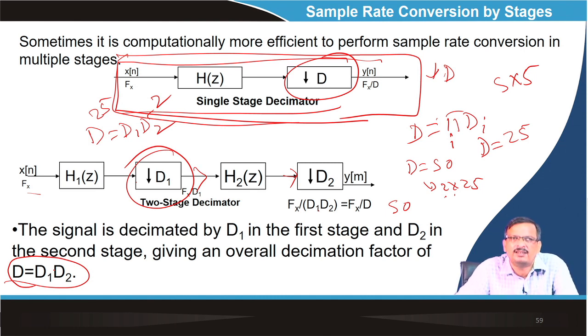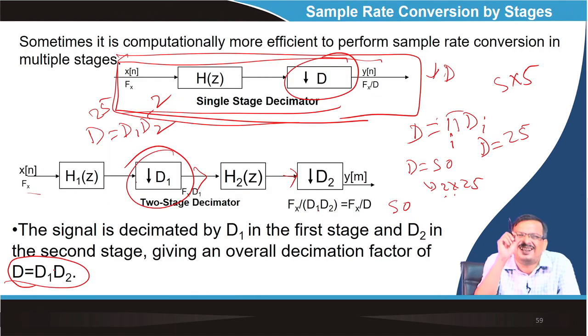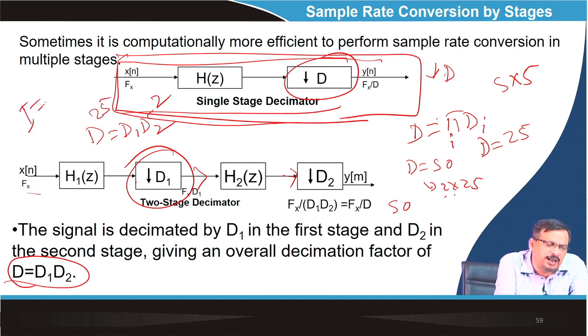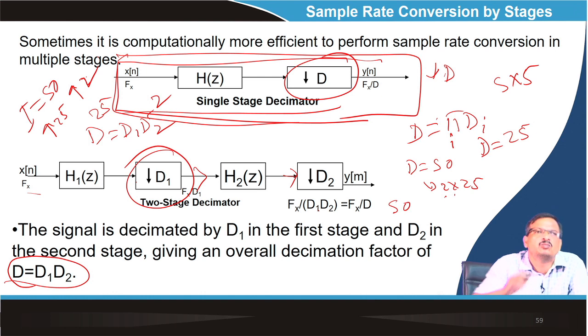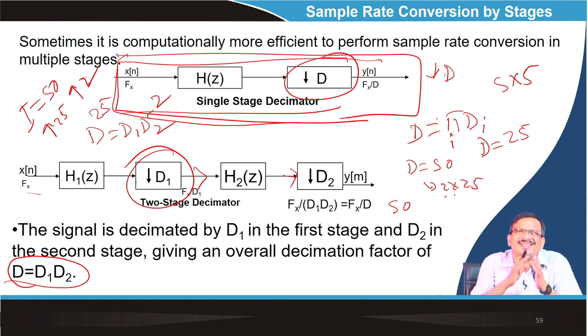Okay. Why do we do that? That is also an important factor. Similarly, for interpolation, instead of single stage interpolation, let us say upsampling by I equal to 50. First upsample by 25, then upsample by 2, possible. So, this is multi-stage sampling rate conversion.